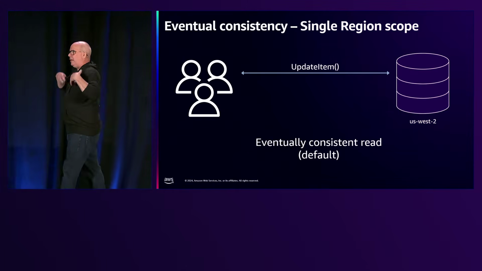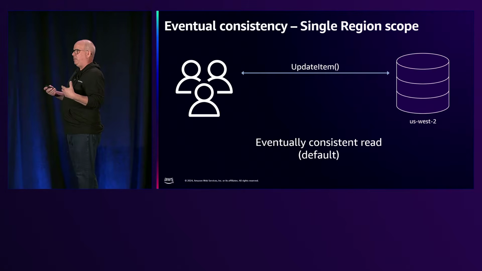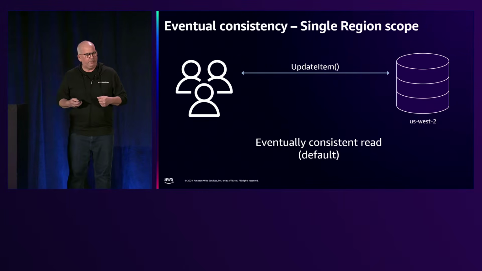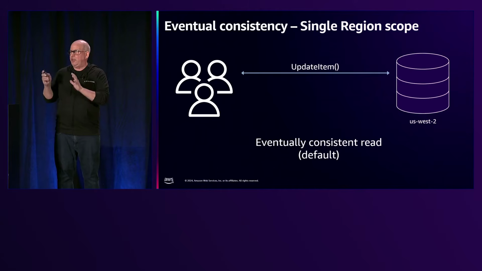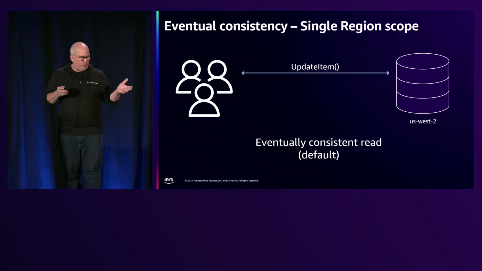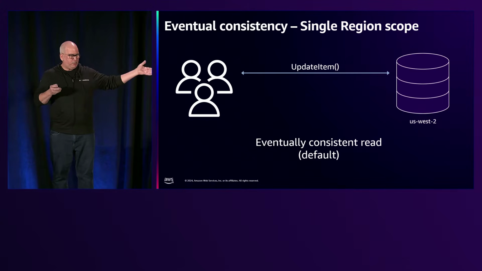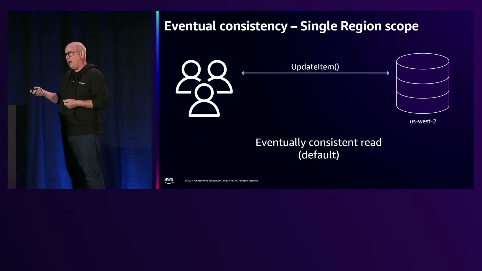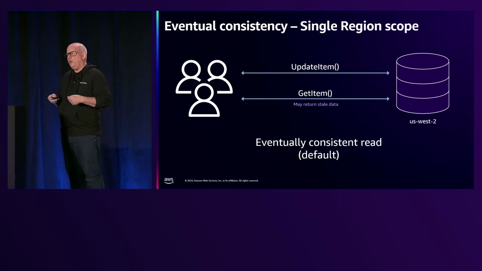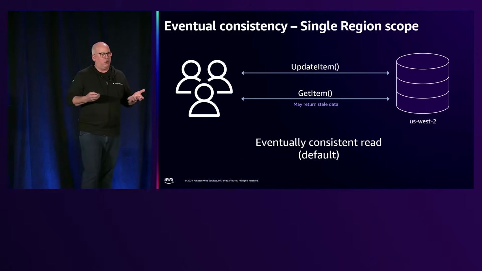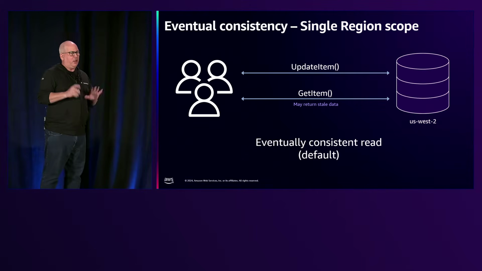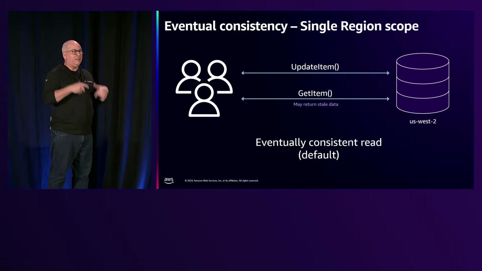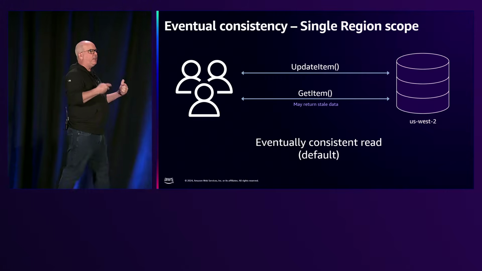So let's take a look at how consistency works in DynamoDB today before this feature was released. And we're going to start by looking at the scope of a single AWS region. In our example here, we've got a table in the US West 2 region, and we're going to do a write to it. We're going to change some data, so we're going to call the update item API, and that data will change in that single region table. And then when I read the data with a get item call, that is by default eventually consistent. And what that means is that it is possible for you not to see the result of the change that you just made with the update item call. Your data can be stale.